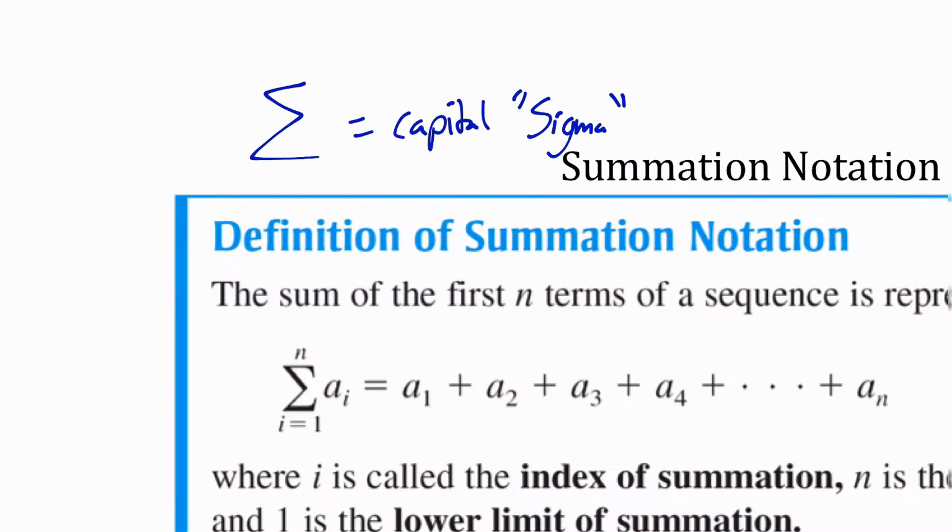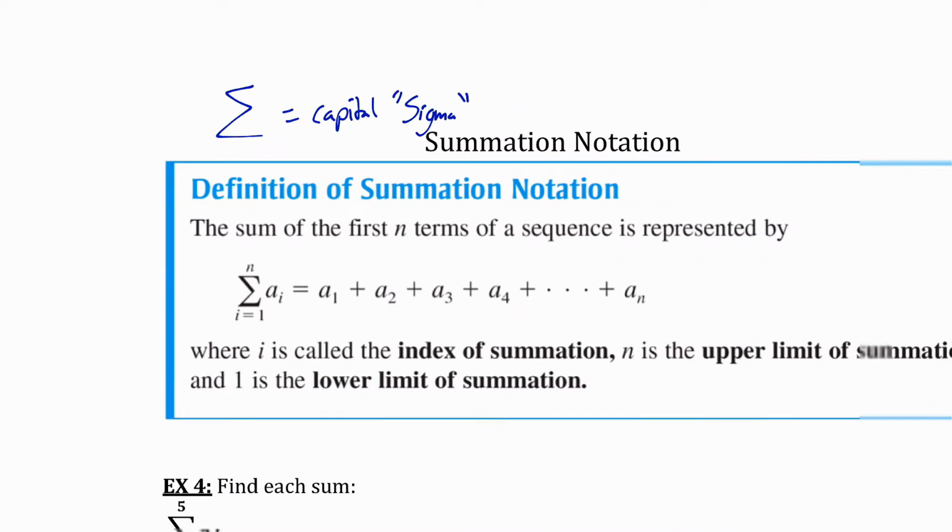So the sum of the first n terms of a sequence is you take the first term, you add the second term, you add the third term until you get to the final term.